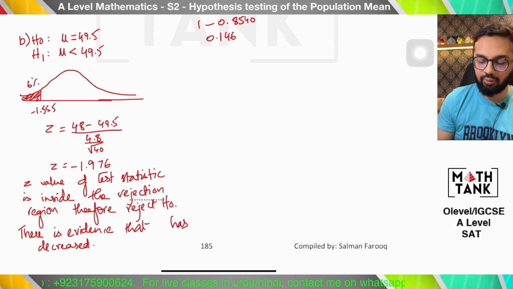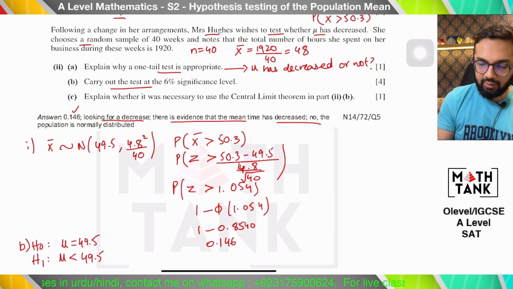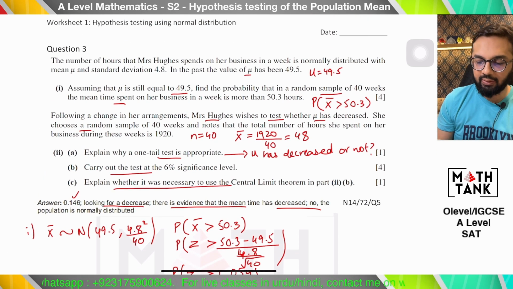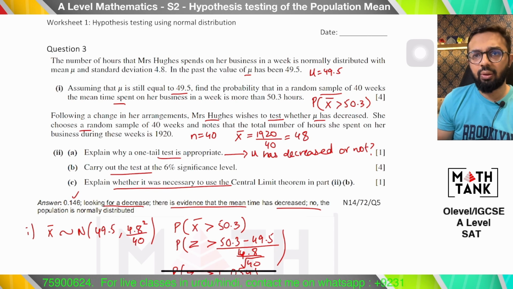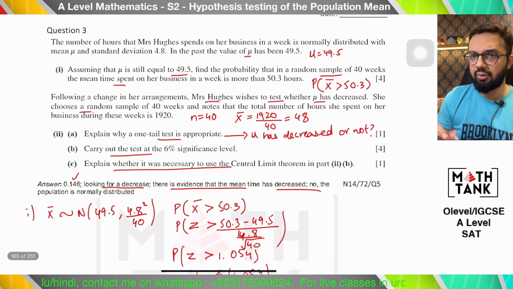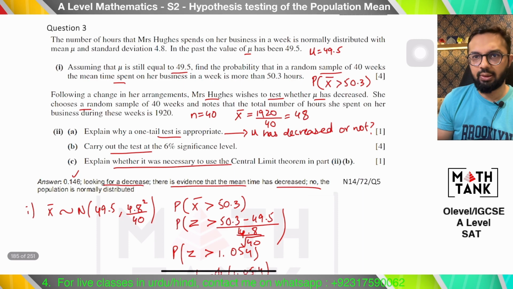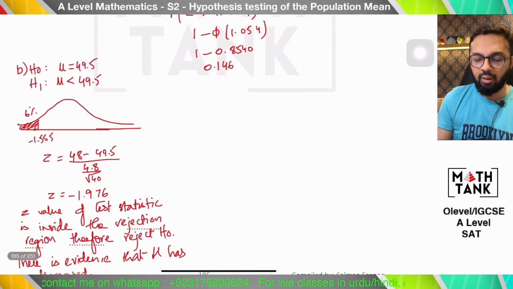That mu has decreased. Okay, there is evidence that the mean has decreased. Then it says explain whether it is necessary to use the central limit theorem. You use the central limit theorem when the population is not normally distributed. So you don't use it here. You just say that you don't use the central limit theorem because it is normally distributed.